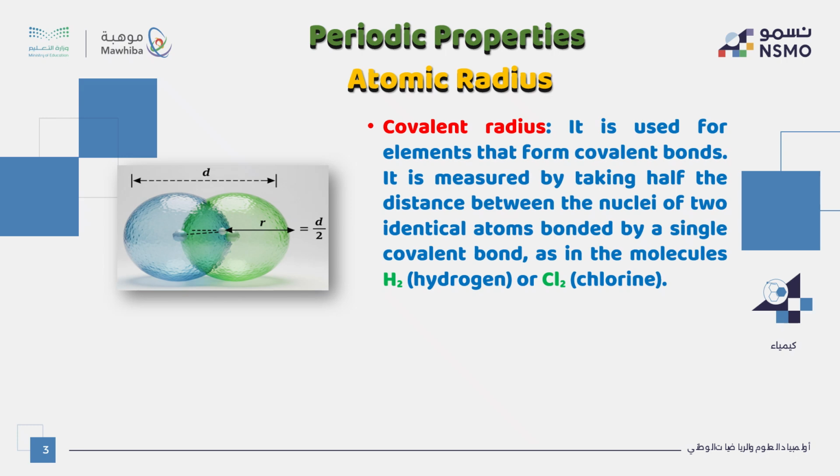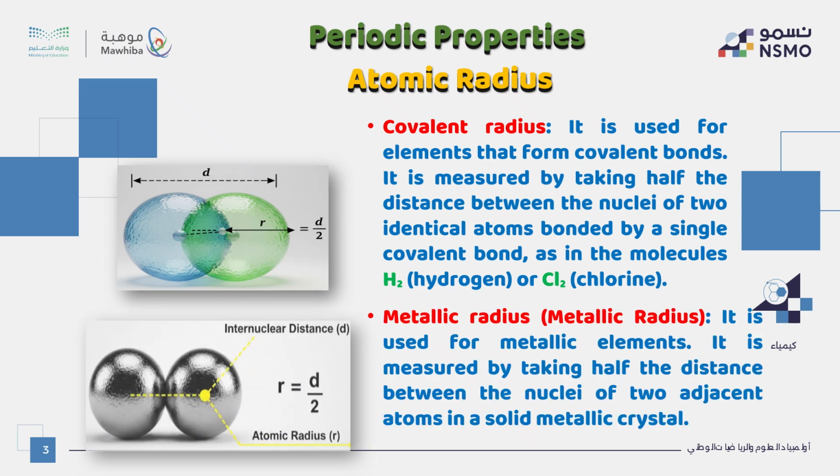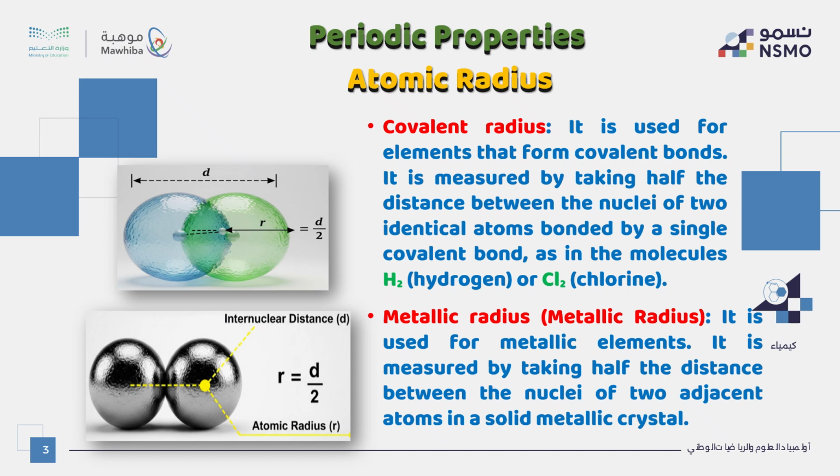The second type of radius is metallic radius. Metallic radius is used for metallic elements. It is measured as half the distance between the nuclei of two adjacent atoms in a solid metallic crystal. Metals form a lattice structure in which atoms are closely packed together, allowing these measurements to be made reliably.